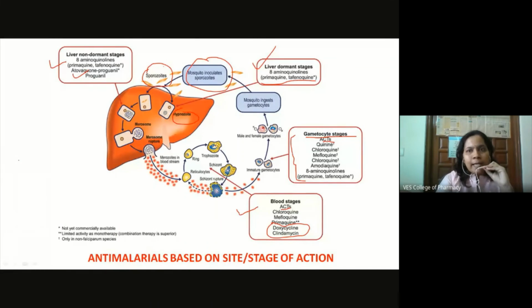So in the liver, you can either have the dormant stages or the non-dormant stages of these sporozoites. So that is how you can have the drugs. But the common feature is the 8-aminoquinolines. They can be used against both forms, dormant as well as non-dormant.